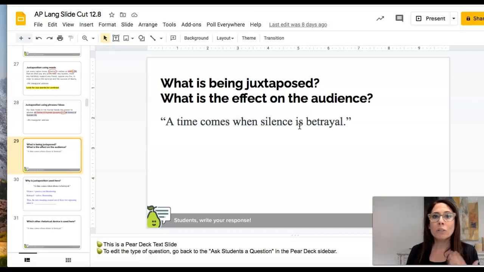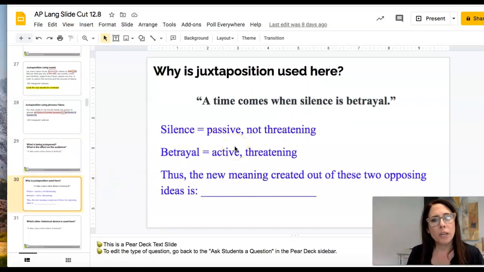What is this metaphor juxtaposing? The metaphor is juxtaposing silence and betrayal, two different things to show blank in order to push the audience to think blank and deliver the message of blank. You have half your paragraph, done. But so here, whether or not we go with juxtaposition or metaphor, let's break this down. Silence being passive, not threatening. Betrayal, the exact opposite in its meaning, active and threatening.